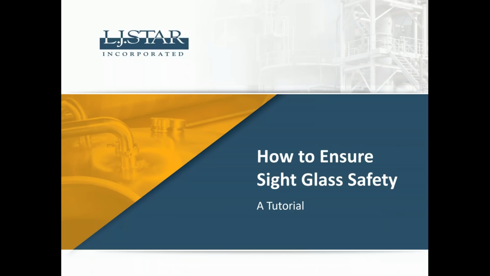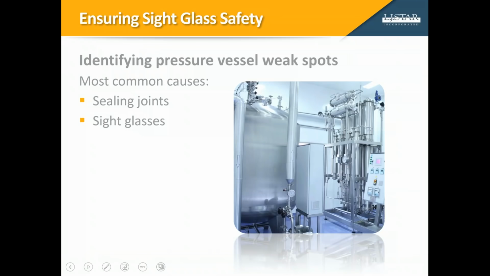If improperly specified, installed, or maintained, sight glasses can be the weakest link in a processing system because they can limit observation capabilities, require frequent maintenance or replacement, or make it difficult to illuminate the vessel in which they're installed. Additionally, sight glasses can fail, endangering workers and causing extensive destruction and system downtime.